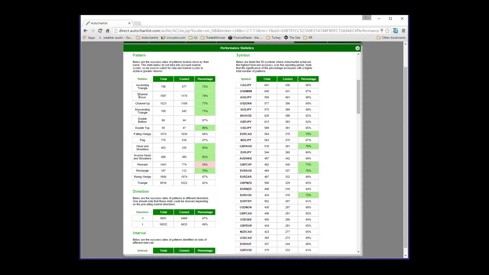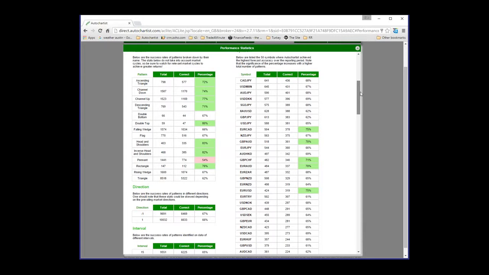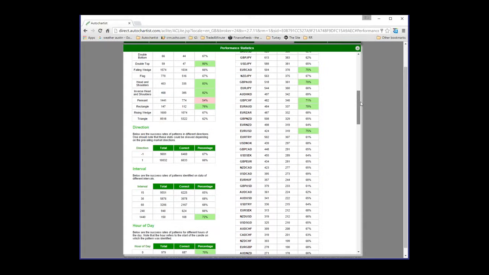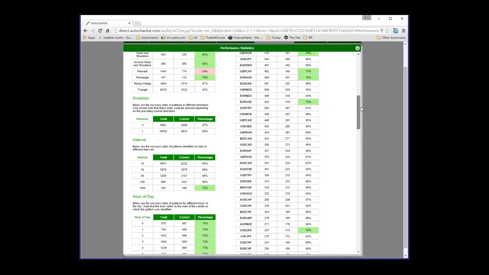Channel ups have been really good performers. Channel downs have been really good performers. Pennant is always just an absolutely terrible performer. I'm not sure why. Poor pennant. Okay. Also, look at the symbol, right? So what we can see is the symbols that have been doing well or badly over the last 6 months.